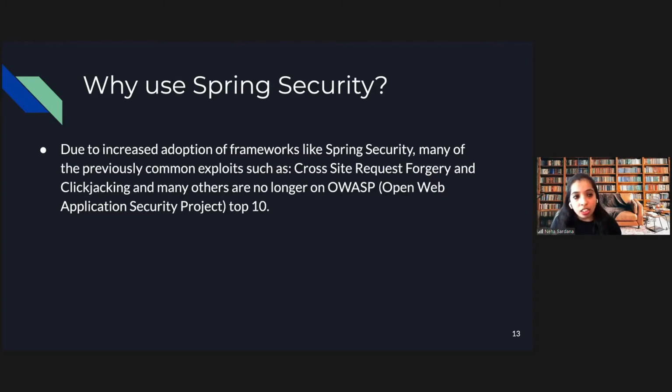An important feature is that due to increased adoption of frameworks like Spring Security, many previously common exploits like cross-site request forgery, clickjacking, and many others are no longer on the OWASP list. OWASP is the Open Web Application Security Project. It is an open source project, and they gather the top 10 security threats that are out there. It is contributed by the community. So that's very helpful to know which threats are really common these days, and it helps the community work on removing them.